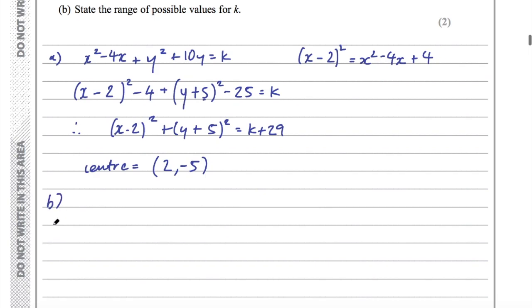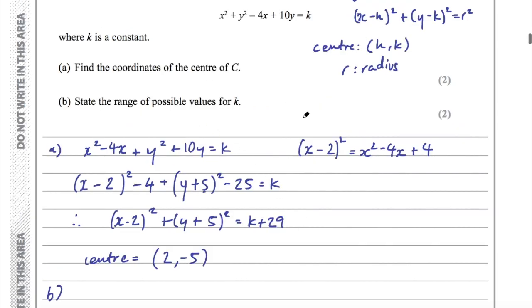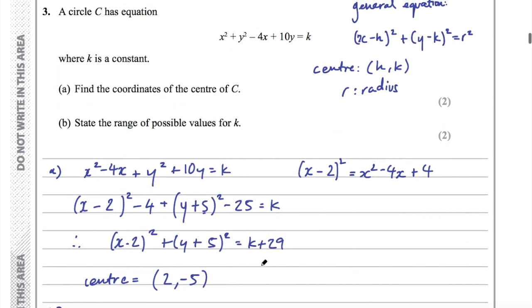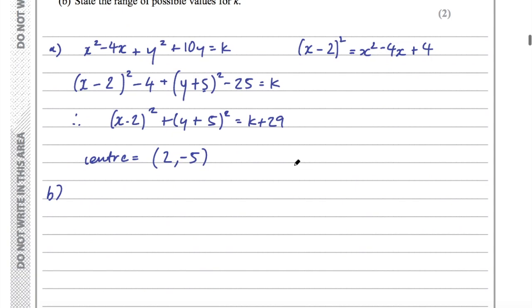Part B says state the range of possible values for k. So this question requires you to think critically about the radius of a circle. What's the minimum value of a radius? Well, it can't be anything less than 0. You can't have a negative radius of a circle because then you won't have a circle. So this value here, k plus 29, must be greater than 0. So that's how we can start. We can say k plus 29 must be greater than 0. So therefore, k must be greater than minus 29.